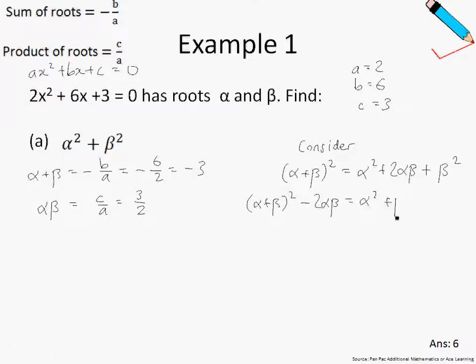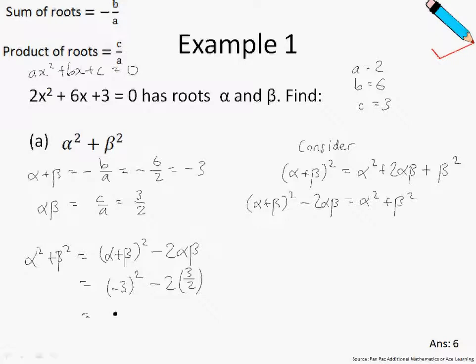So therefore, we can conclude that alpha square plus beta square is simply alpha plus beta whole thing square minus 2 alpha beta. Alpha plus beta is just negative 3 square, and alpha beta is 3 over 2. Pressing this into our calculator, we'll arrive at the final answer, which is 6.